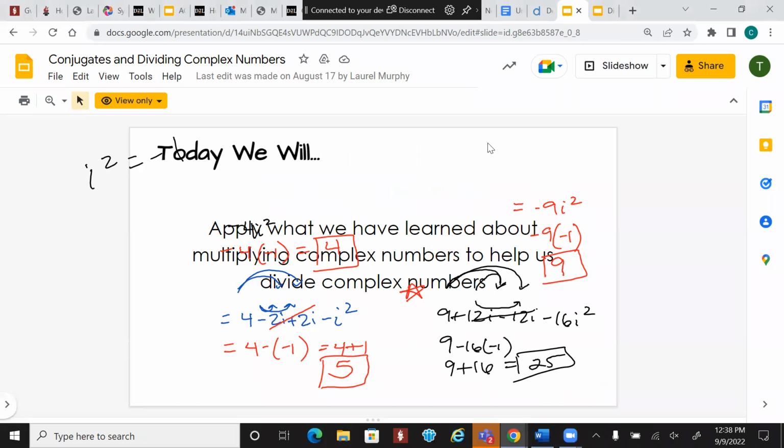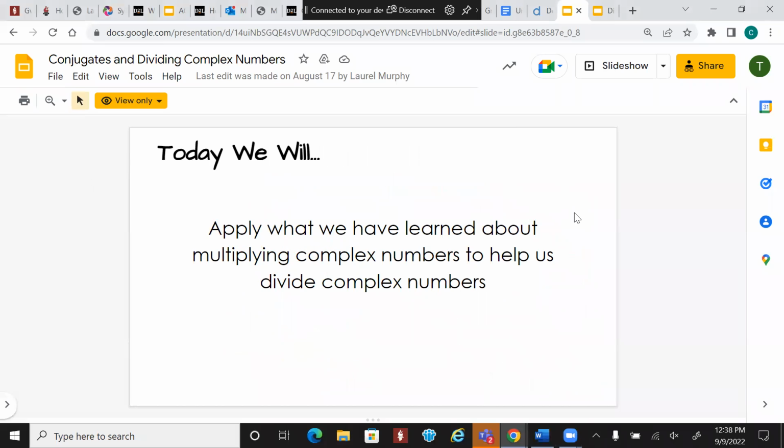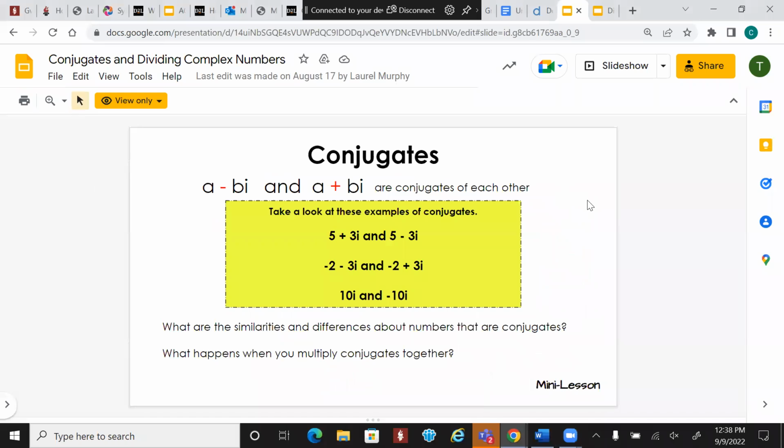All right, so today we're going to apply what we've learned about multiplying to help us divide complex numbers. Really quick, we're going to talk about something called a conjugate. I think y'all did a Delta Math on this one. So A minus BI and A plus BI are conjugates of each other. For instance, if we have 5 plus 3I, the conjugate is going to be 5 minus 3I.